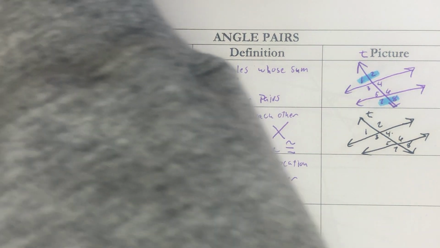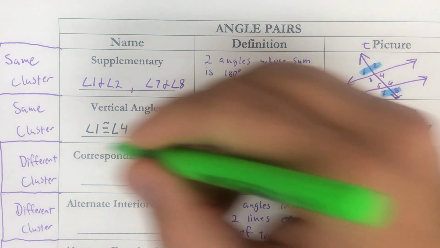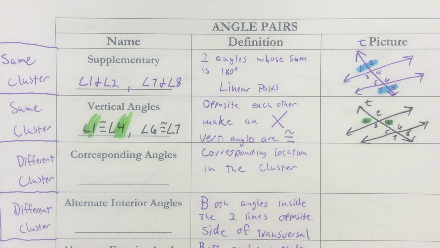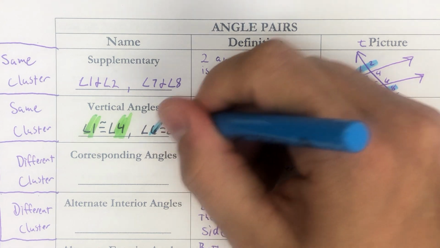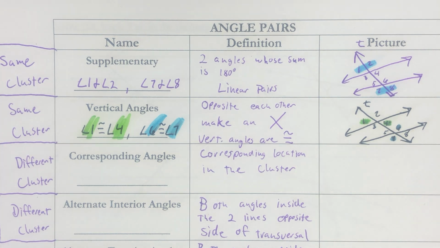Those are vertical angles. Highlighted in blue, I chose angles 1 and 4 and angles 6 and 7. I'm going to do that in different colors, that way it's very obvious. Angle 6 and 7. Okay, so those are across from each other. They make that X. All right, now on to the new ones.